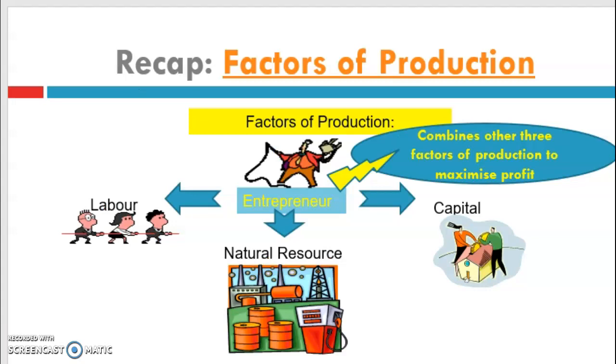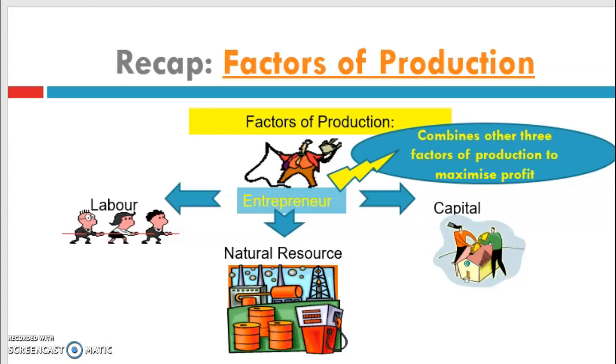So if we remember back to last year's work, we had what we called the factors of production. In other words, there are 4 factors that are needed in order to produce or manufacture a product. These factors of production are entrepreneur, capital, natural resource, and labor.